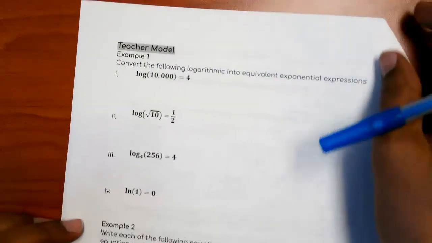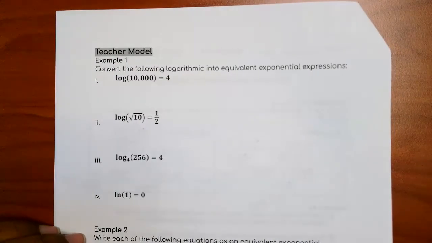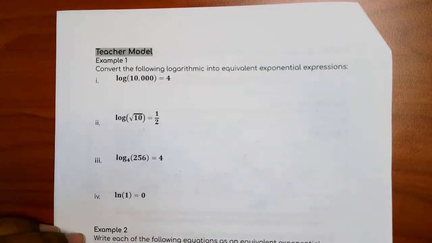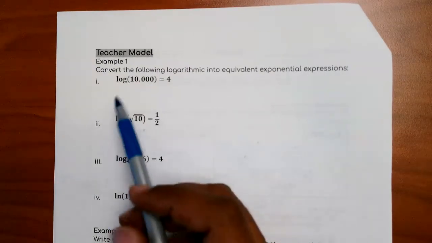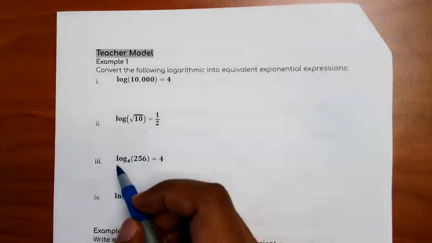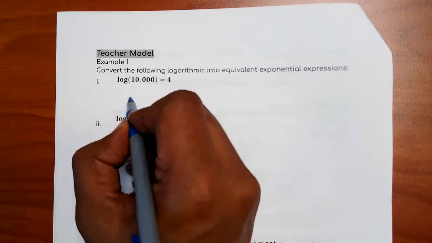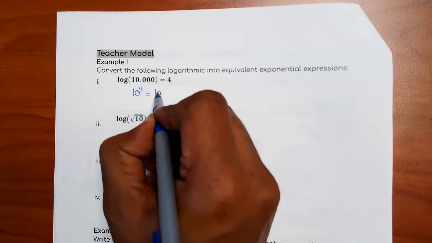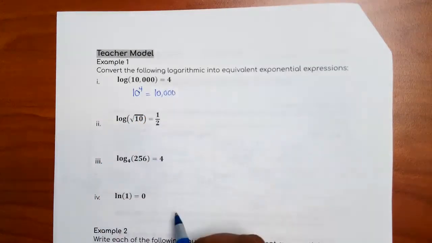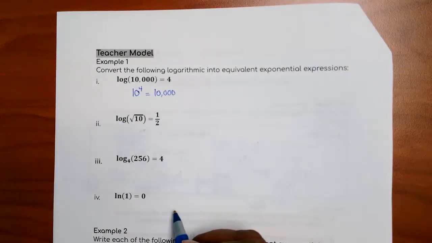So with that, let's move to the examples today. If you look at example 1, it says convert the following logarithmic expressions into equivalent exponential expressions. Since there is no number here, that means base 10. And if we change it to the exponent form, we say that 10 exponent 4 is equal to 10,000.